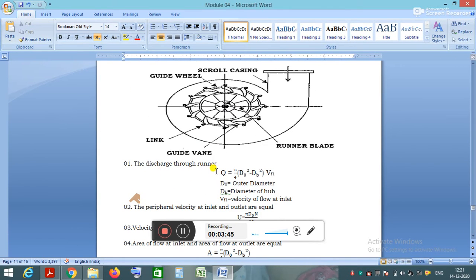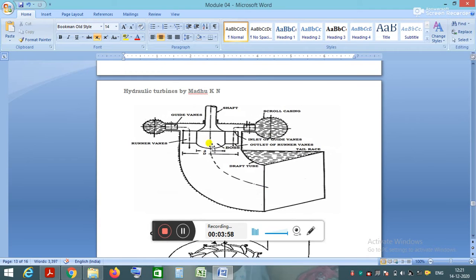The discharge through the runner of a Kaplan turbine is given by Q = π/4 × (d₀² − dB²), multiplied by the flow velocity, where d₀ is the outer diameter of the runner and dB is the diameter of the hub or boss.